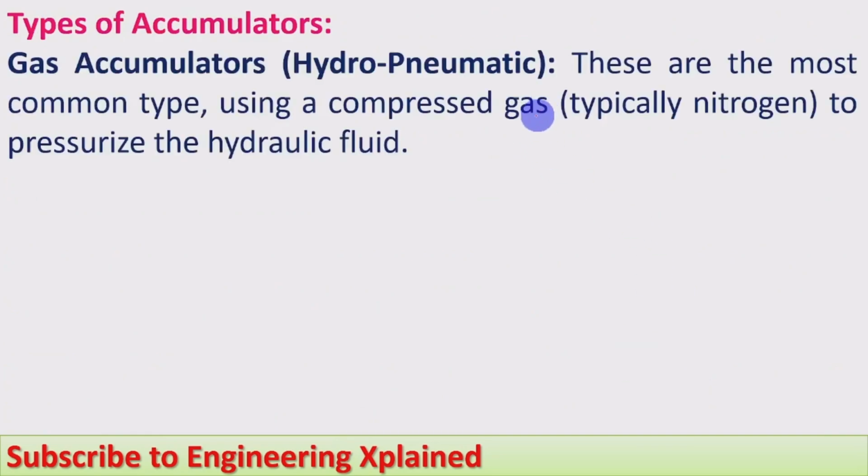Types of accumulators: first one, gas accumulators. Those are called hydropneumatic. The fluid pressure is maintained by the gas. That's why it's called hydropneumatic. These are the most common type, using compressed gas, typically nitrogen, to pressurize the hydraulic fluid.